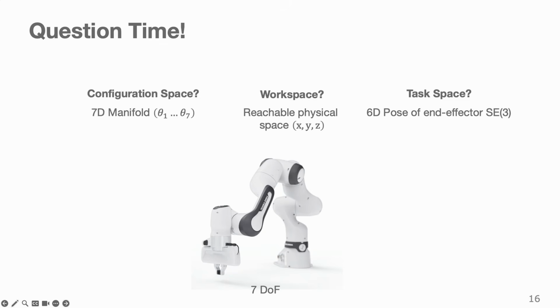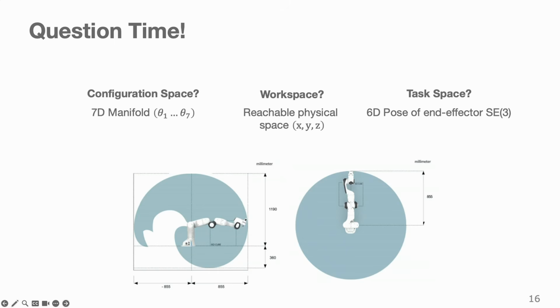Yeah, sorry about that. So we have the 7 degrees of freedom manifold for the configuration space. The workspace, as we said before, is all the physically reachable space in X, Y, Z. And the task space will be the 6-dimensional pose of the end-effector. Here you can see how the workspace looks.